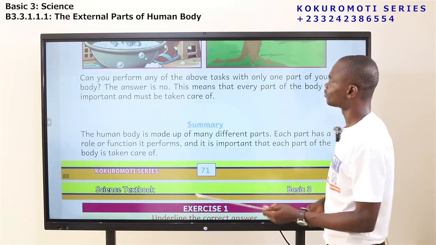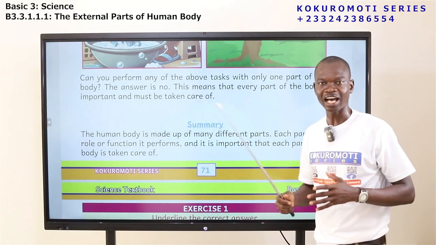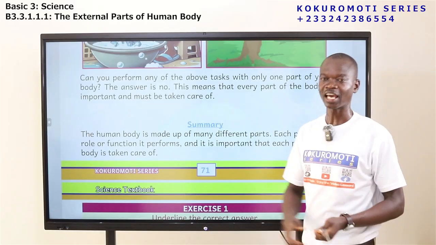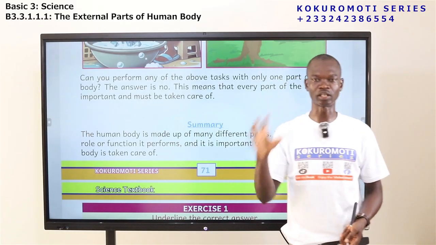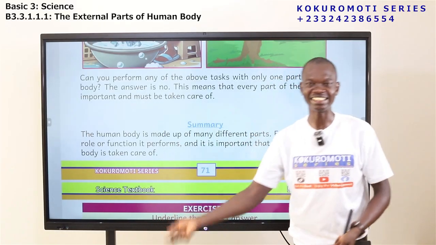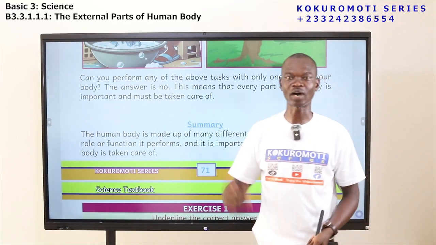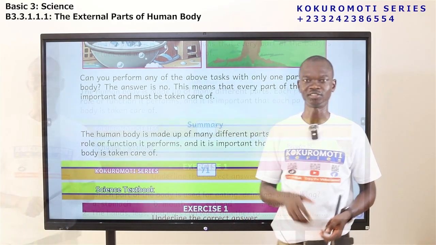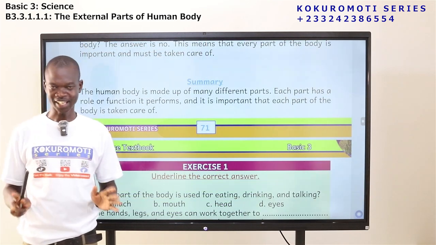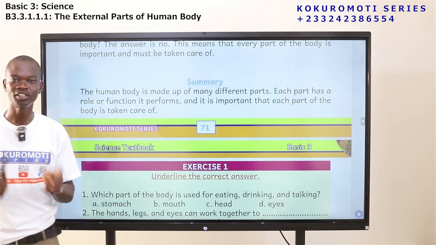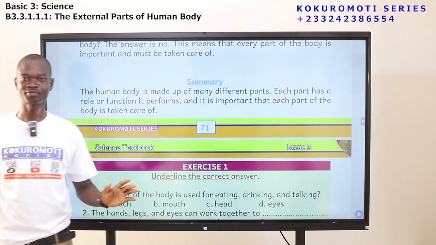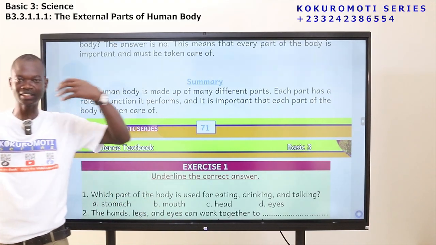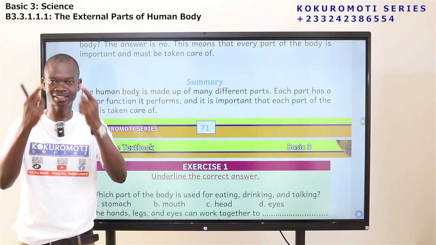Now, we are saying that our body parts are so important. Our body parts are so important, and no single part can work alone. One part needs the other before it can what? Perfectly work. I hope you get it. Very good. We are coming to the end of the lesson, but there are some questions that you need to know the answers to.